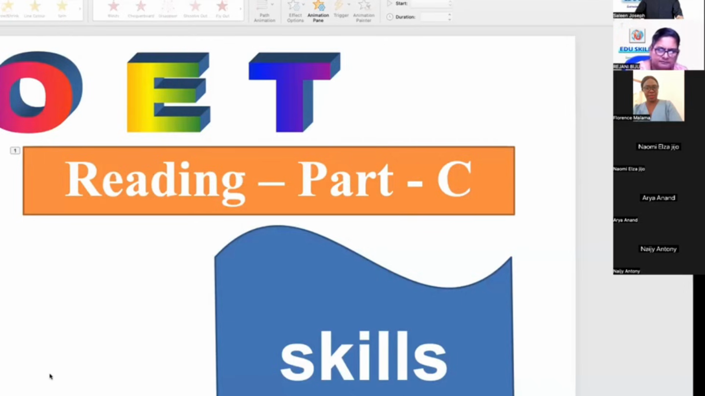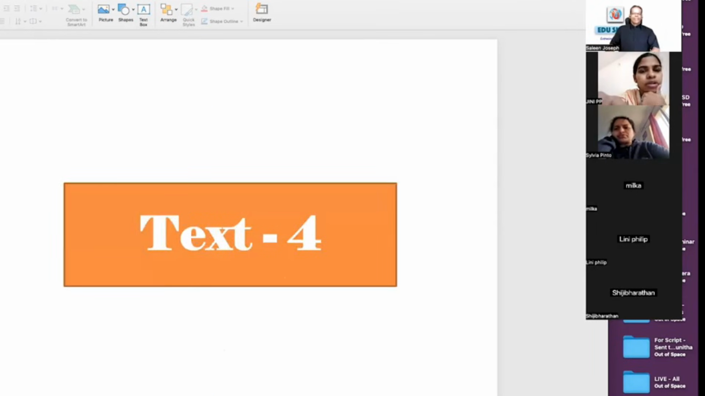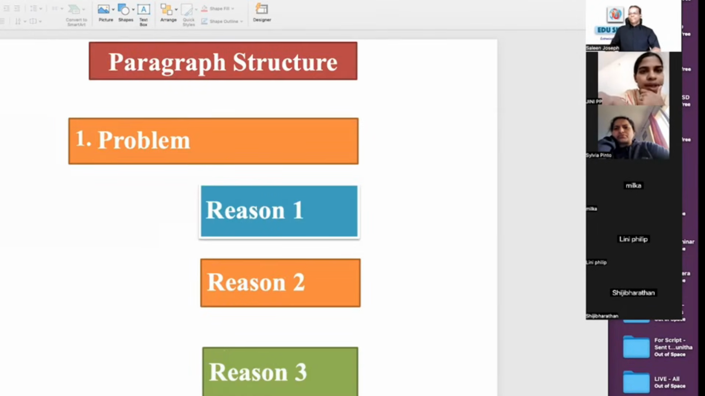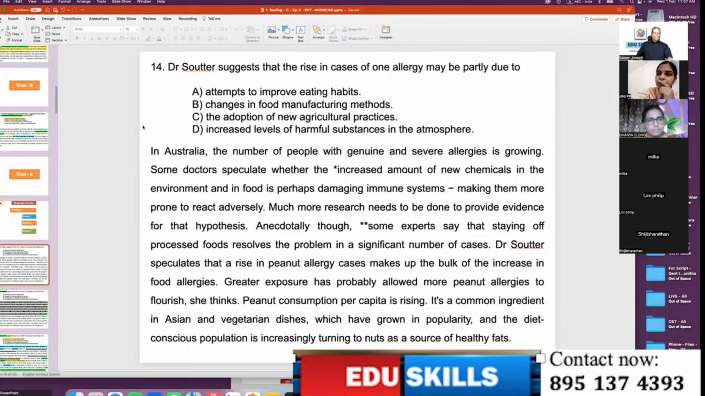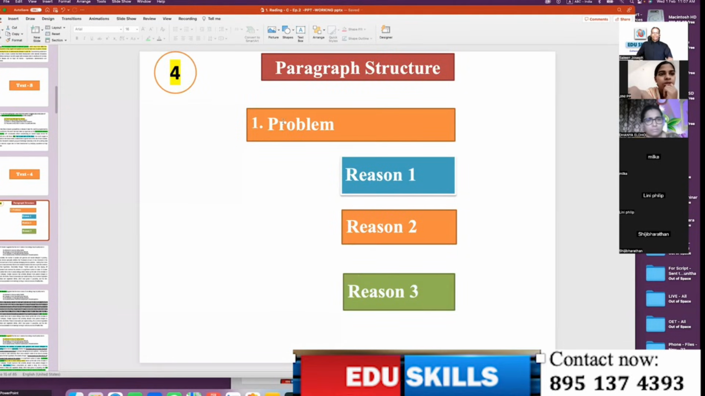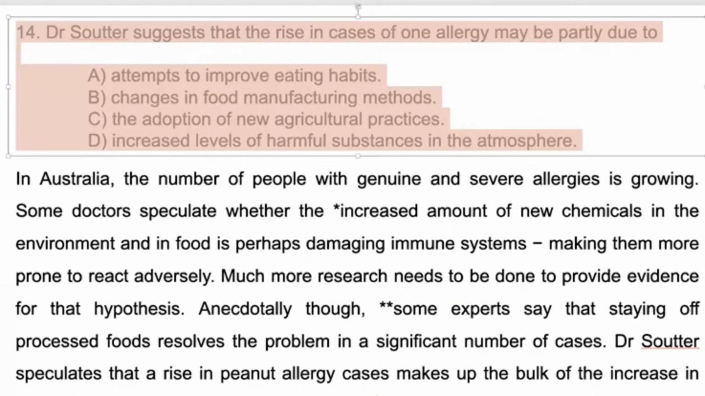OET reading part C skills. Okay, the strategies again: you have a problem, reason 1, reason 2, reason 3. This is from the OET official sample material, reading sample material 3. Thank you, OET, for allowing me to use this. We will just read this. So you have to identify these things. You have to find out a problem, then the reasons, reason 1, reason 2, reason 3, as you listen.